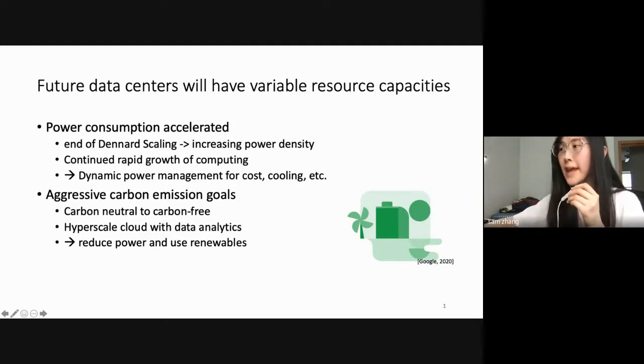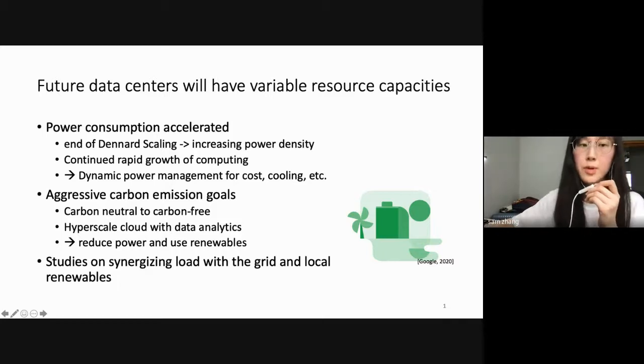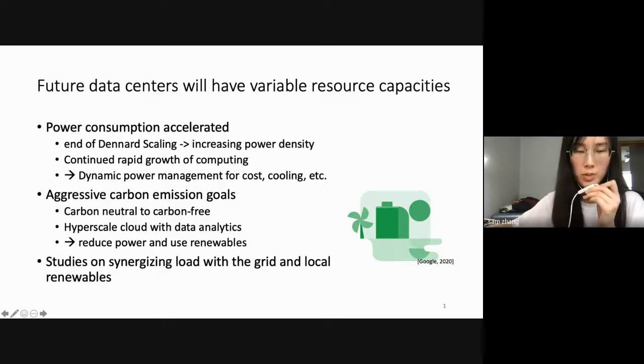At another level, we also have a lot of studies on synergizing the load with the grid, or using local renewables like solar or wind turbines to enable more computing or more power whenever the renewables are available. So for all these reasons, we envision future data centers to have variable resource capacity.